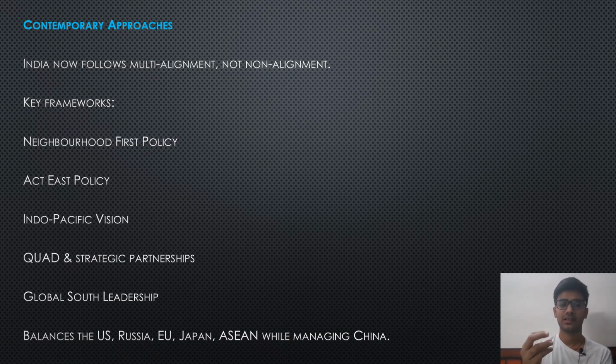This is Indo-Pacific vision. Indo-Pacific vision and Quad and strategic partnership is actually to do with our relations with US, Japan, Australia, and other nations, to in some ways counter China's influence and dominance. So India is very proactively trying to have relations with nations and build partnerships that help it counter China's rise in Asia. Because remember, it's all about your national interest.